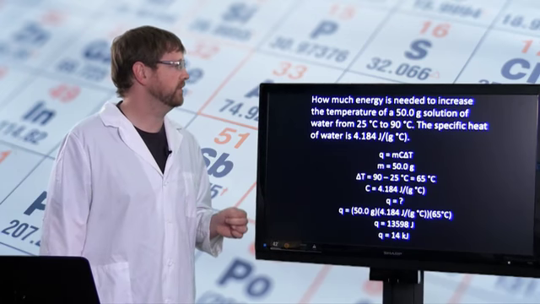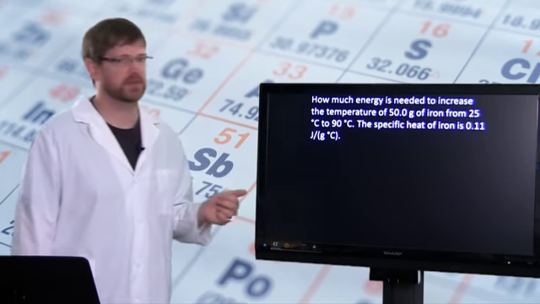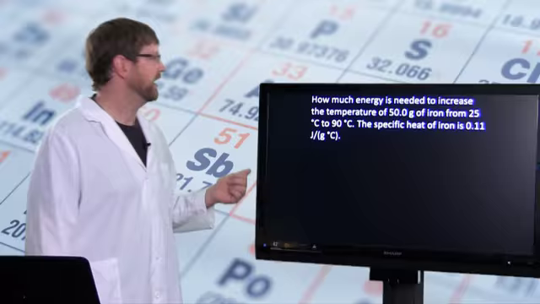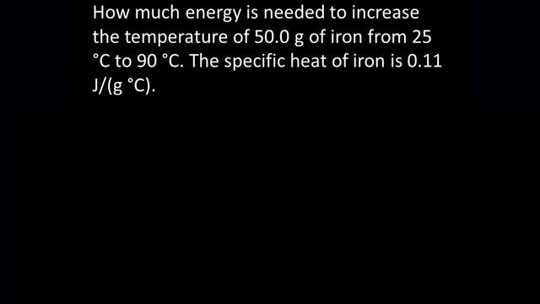Now, on your own, try this problem, and we'll go through this when we come back. How much energy is needed to increase the temperature of 50 grams of iron from 25 degrees Celsius to 90 degrees Celsius? The specific heat of iron is 0.11 joules per gram degrees Celsius. And when we come back, I'll walk through this with you, see if you got the right answer.